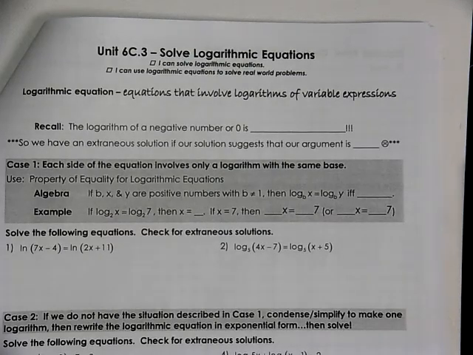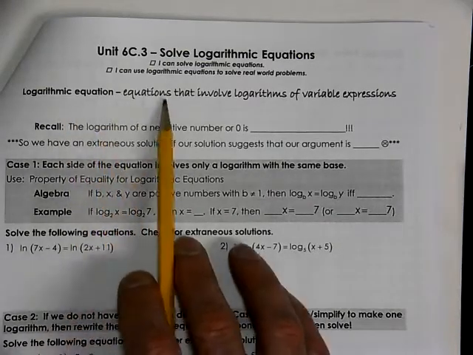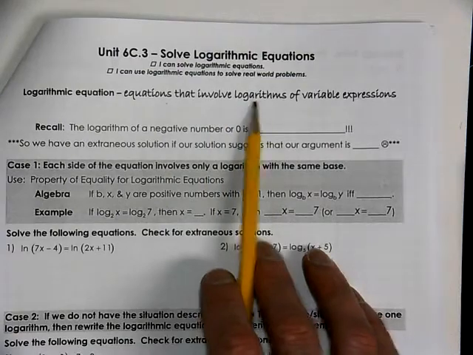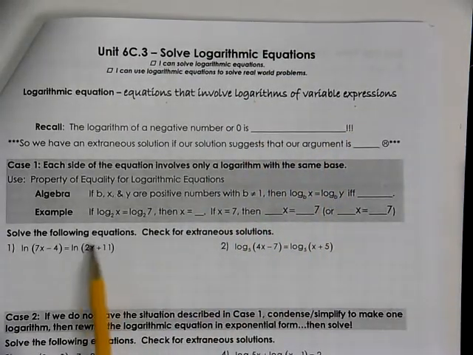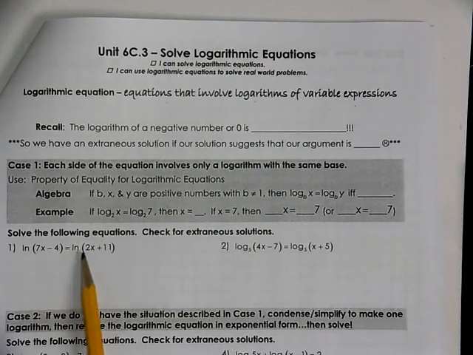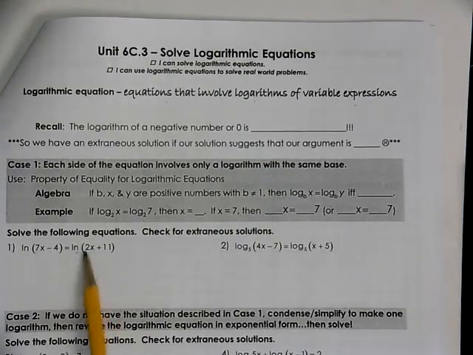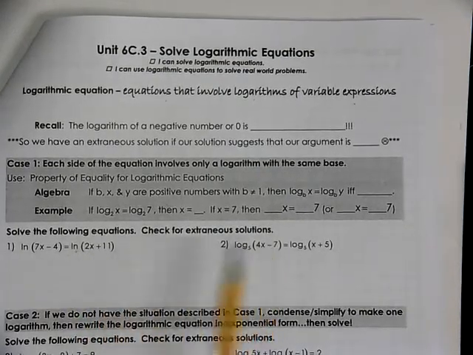This is Algebra 2 with Trig, 6C.3. We're going to solve logarithmic equations. A logarithmic equation is one that involves logarithms with variable expressions. That is what these look like down here: a logarithm with a variable in the expression.